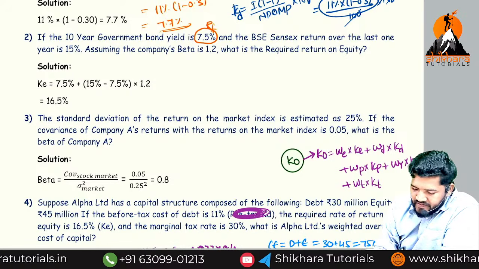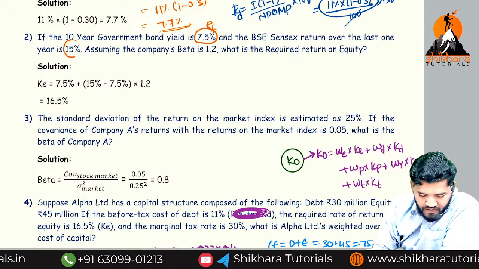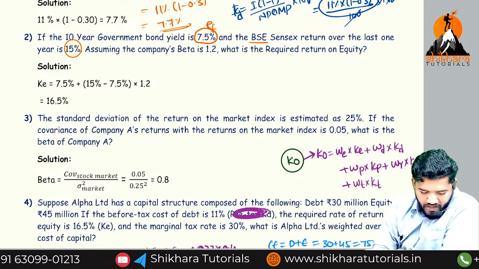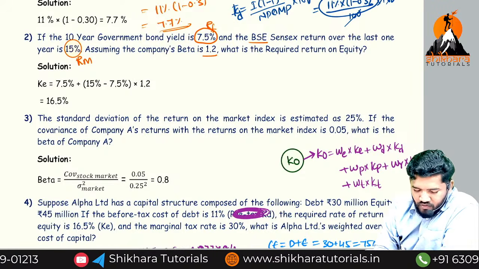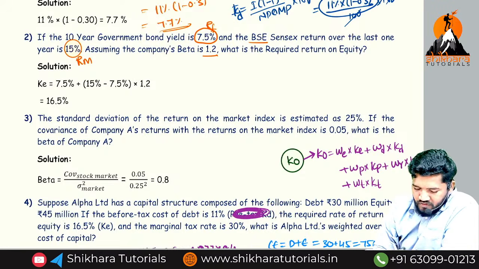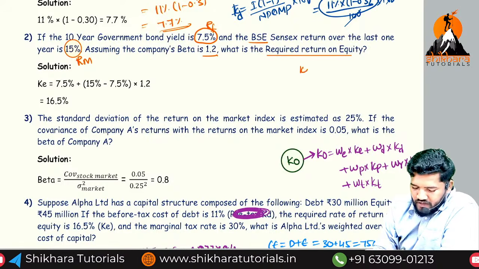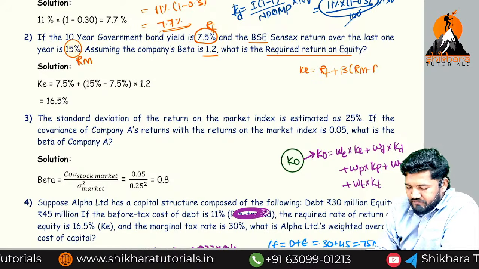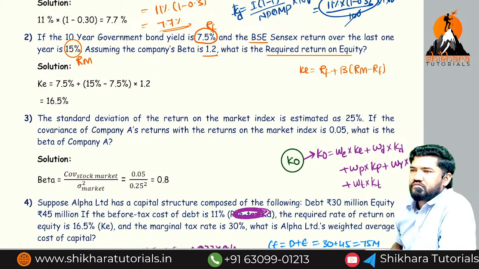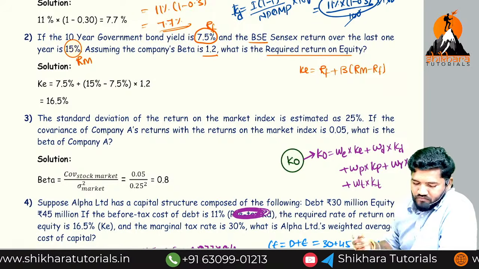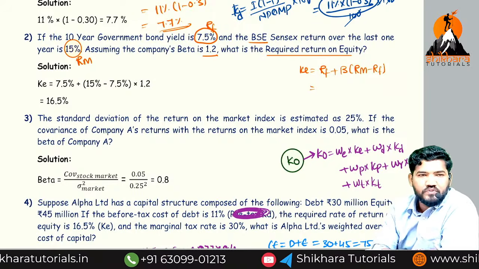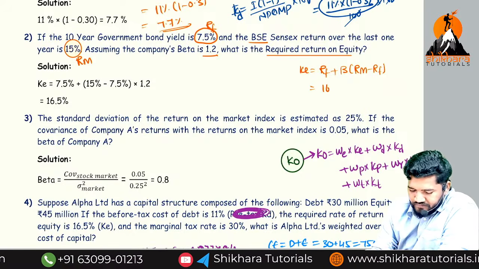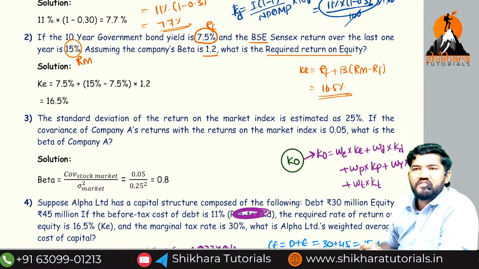BSE Sensex return over the last 1 year is 15%. The BSE or NSE is known as the market, RM. Assume the company beta is 1.2, the risk sensitivity. The required return on equity, KE, is RF plus beta into RM minus RF. Just use a calculator. 16 point something. This is also a repeatedly asked MCQ.